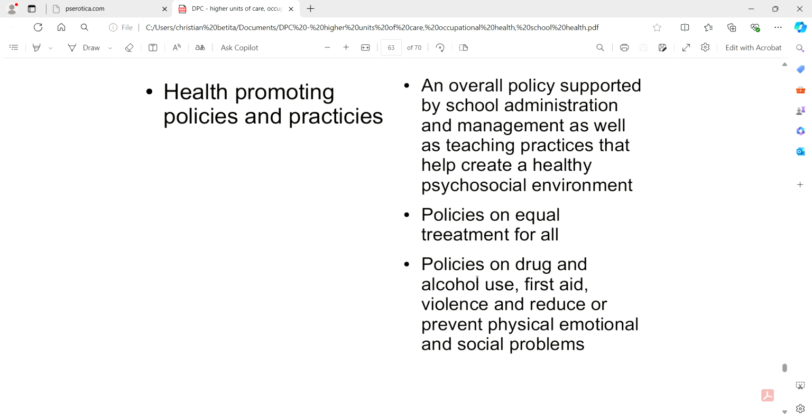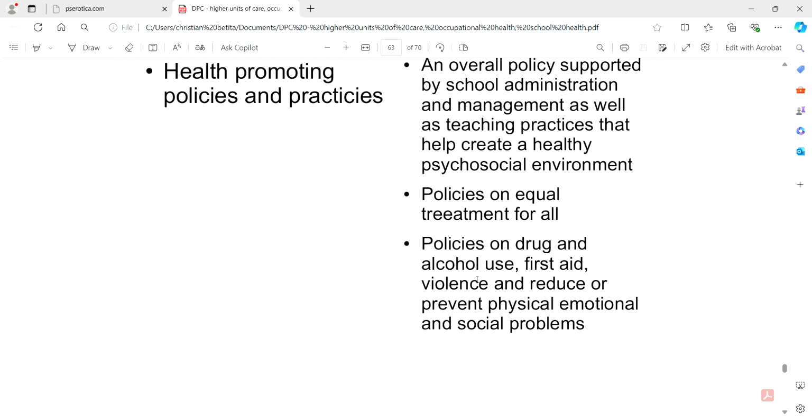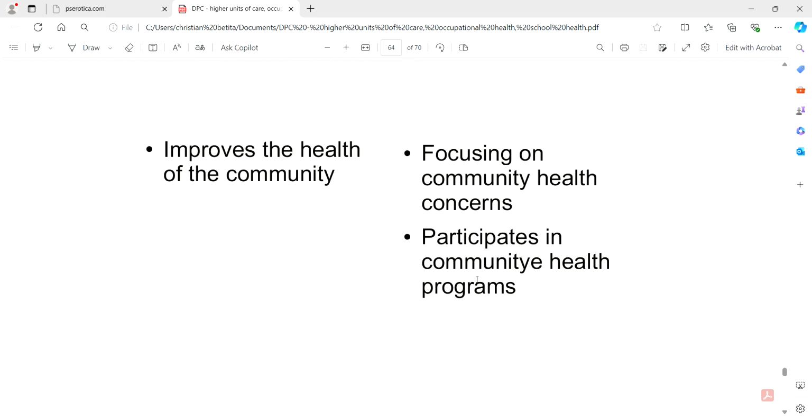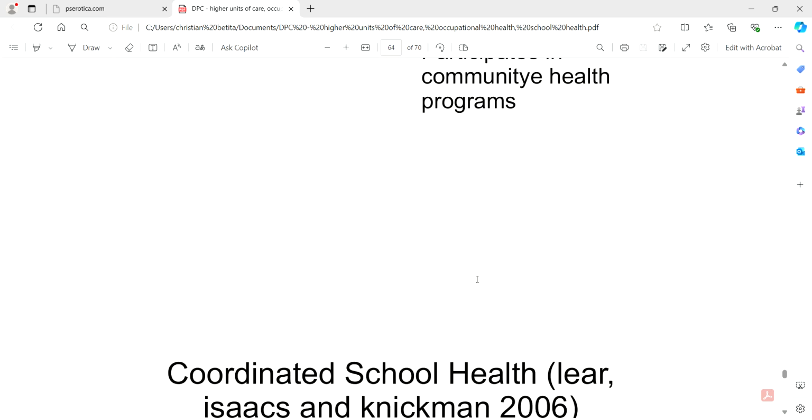And of course, health promoting policies and practices. So this is mga overall health policies supported by the school administration and management, policies on equal treatment for all, and policies on drug and alcohol use, first aid, violence, and the reduction of physical and emotional and social problems. And of course, improving the health of the community. So, focusing on community health concerns and participating in community health programs.